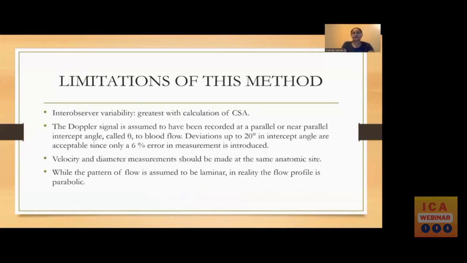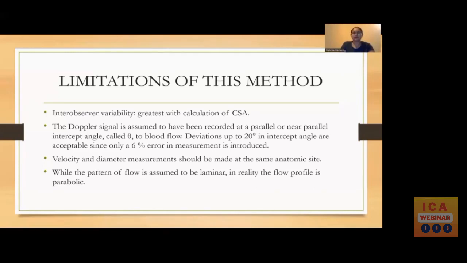So the limitations, as I can see, of the echo itself is that there might be inter-observer variability that is greatest seen whenever we are trying to calculate the cross-sectional area of the LVOT. Also, we have to see what is the Doppler angle, which we are assuming to be at a parallel or near parallel intercept to the blood flow. So whenever you have deviations up to 20%, you can record up to 6% of error.